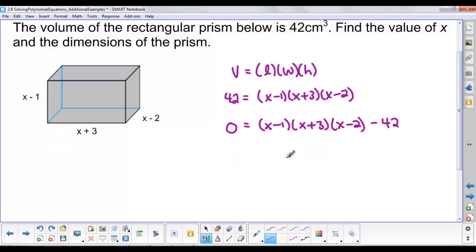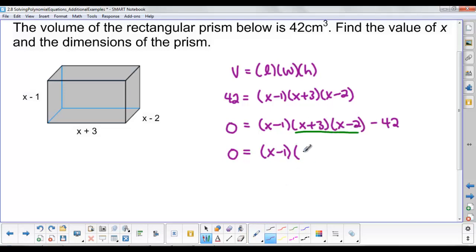Now, the problem, and a mistake that I notice happens a lot on tests, is that students will say, okay, the roots are 1, -3, and 2, and then they do something with the 42. The fact is that the right side is not fully factored, and when it's not fully factored, you can't state the roots. So what we're going to have to do here is expand, collect like terms, and then try to refactor. I will start off by expanding these last two. So x plus 3 times x minus 2. That's what I'll be focusing on.